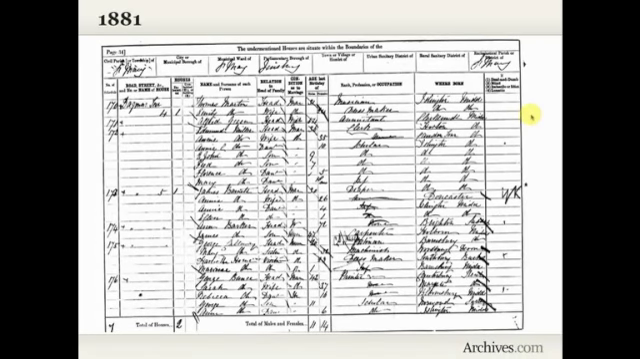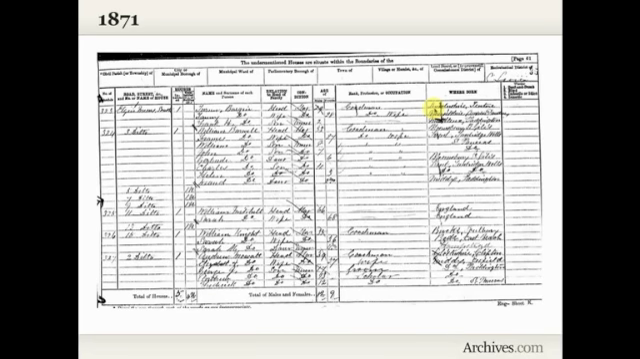Now, here's an example of the 1881 census. And again, it looks very much like what we just saw in 1891 and 1901. Information about the location at the top of the page, and then the household, listing everyone by name and listing their relationship to the head of the household, their marital status, age, occupation, and where they were born. 1871 is virtually identical to 1881.